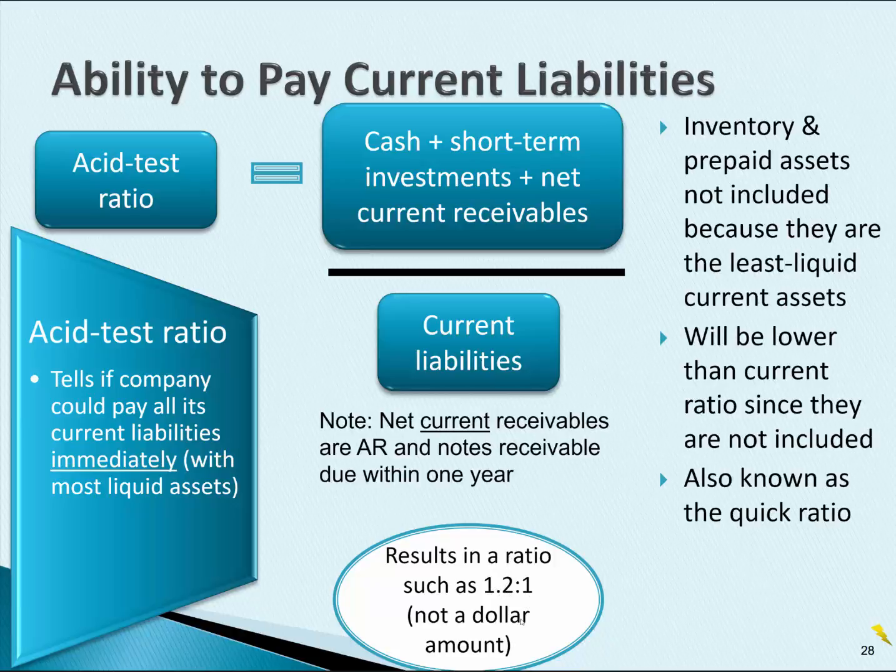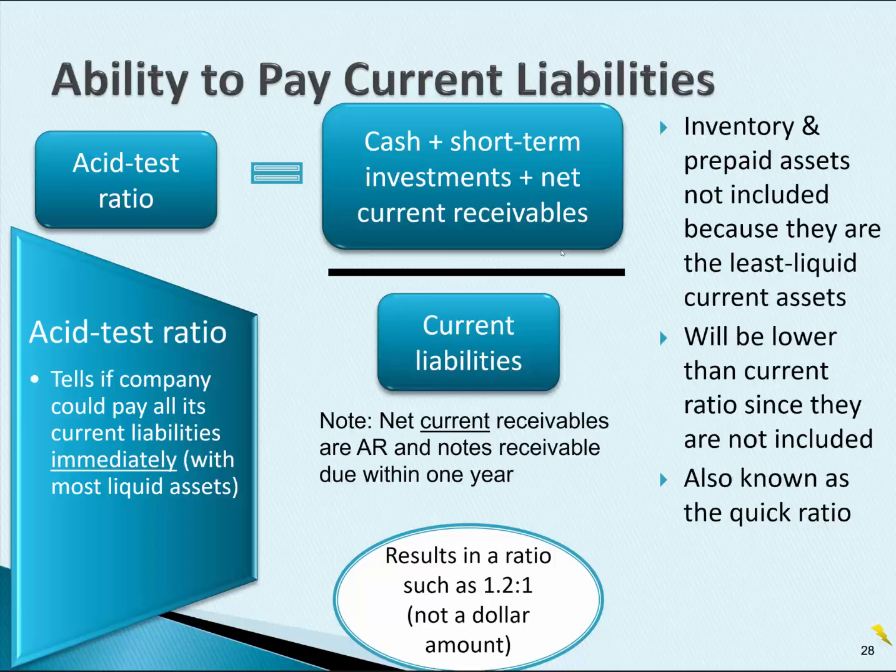So this is a ratio, not a dollar amount. And so the 1.2 to 1, or a result of just 1.2, because remember, a result of 1.2 is the same as 1.2 over 1. So what that means is for every dollar of the item on the bottom, a dollar of current liabilities, you have $1.20 to pay off those current liabilities.